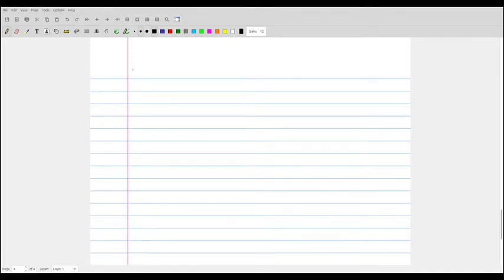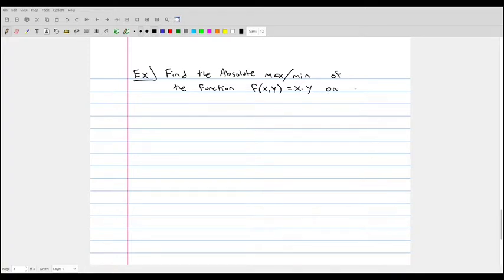Let's visualize this and try to take a look at this with a specific example. And we'll keep it relatively simple. We'll try and find the absolute max and min of the function x times y on an ellipse.